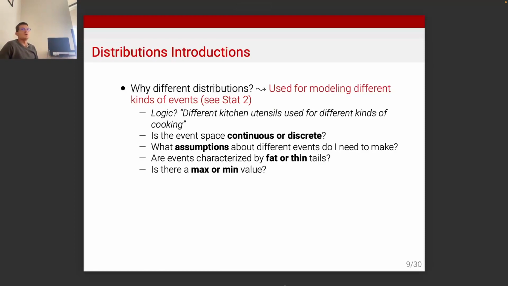And all these things mean that we need to have different utensils, so to speak, for dealing with those different situations. It's like in cooking, you don't just have a knife or a fork, you have a fork and a knife because you use your fork to grab and your knife to cut. It's just like that with different distributions. You have one distribution for modeling data that looks like this, and another for modeling data that looks like that. And these all work together.